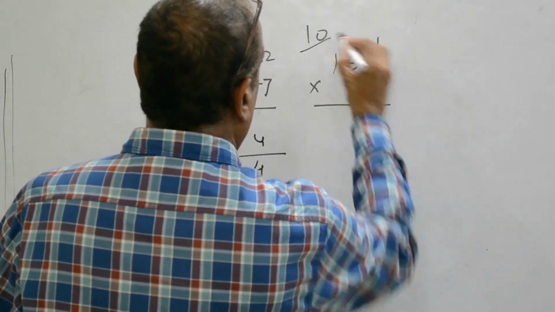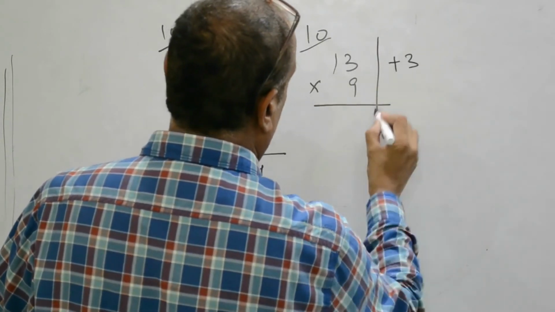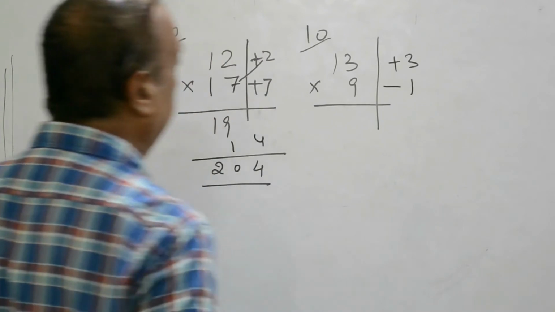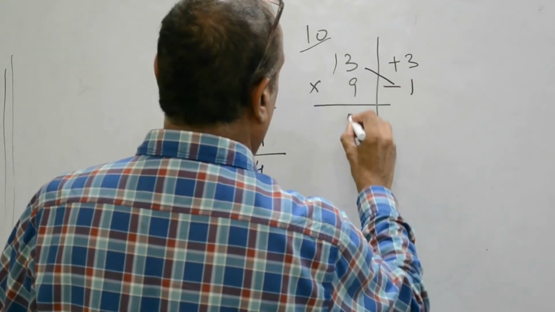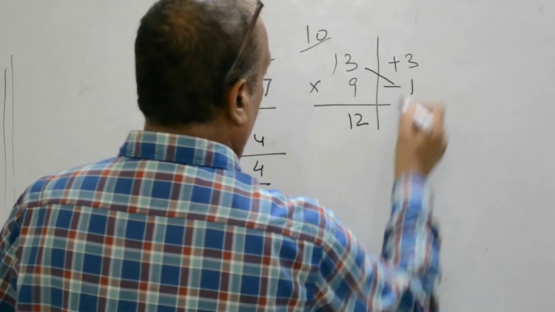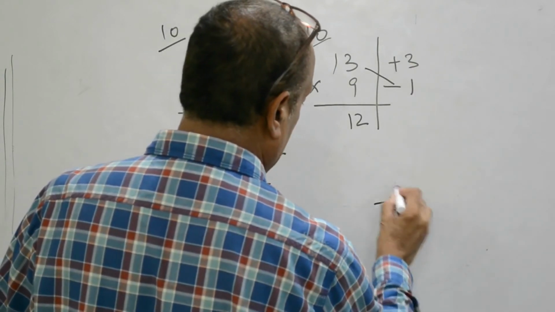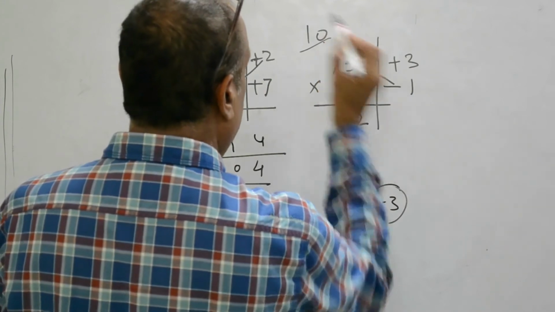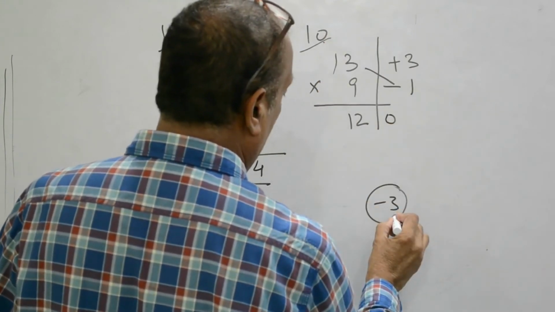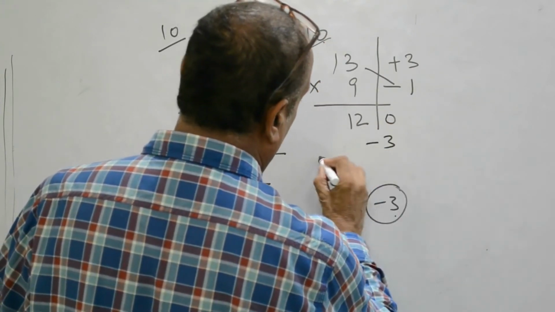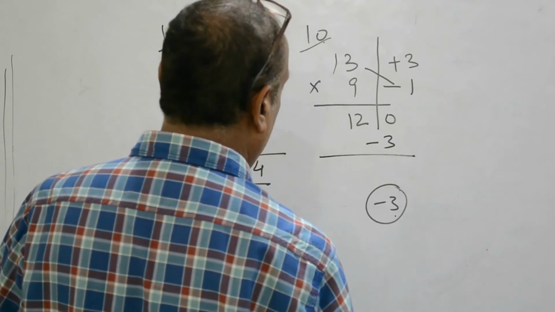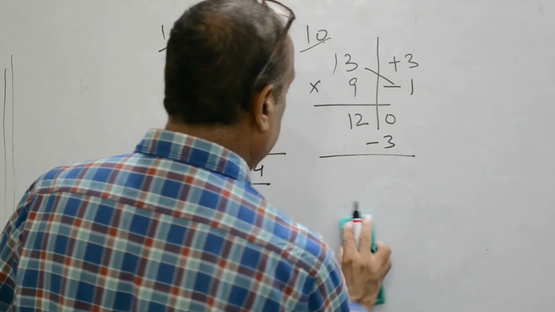Now this is 3 more than the base, this is 1 less than the base, so this is 120. Now the product of 3 and minus 1 will give us minus 3. So we will put this 0 over here and we are going to deduct this 3 from 120 and we get 117.